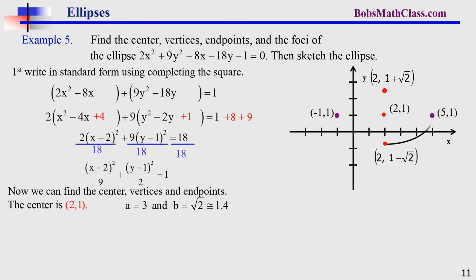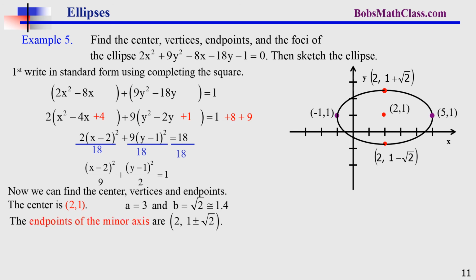Okay, draw your ellipse. So which ones are the vertices? Right, the negative 1, 1 and the 5, 1, those are the vertices. And then the other 2 points are our endpoints. Okay, I wrote the endpoints in a condensed form. I'm not sure I'm even okay with it, but it's okay, maybe. Okay, so those are our endpoints.